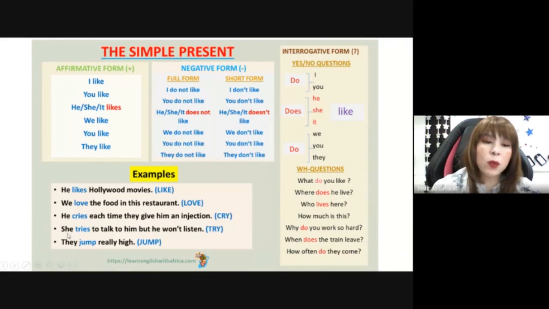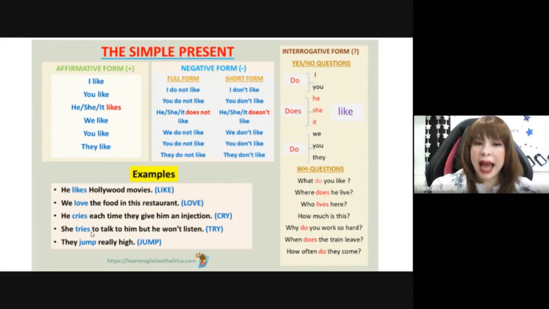The same happened with the verb try. She tries to talk to him, but he won't listen. Try is another action verb that ends in Y, but we have a consonant. We need to apply the rules. The rule says that we need to drop the Y and add IES. And then we have the conjugation for the third person in the simple present. She tries to talk to him, but he won't listen.